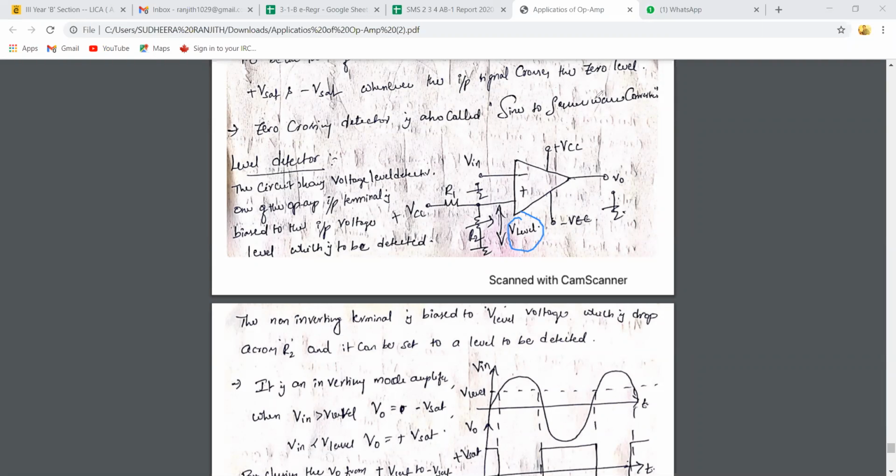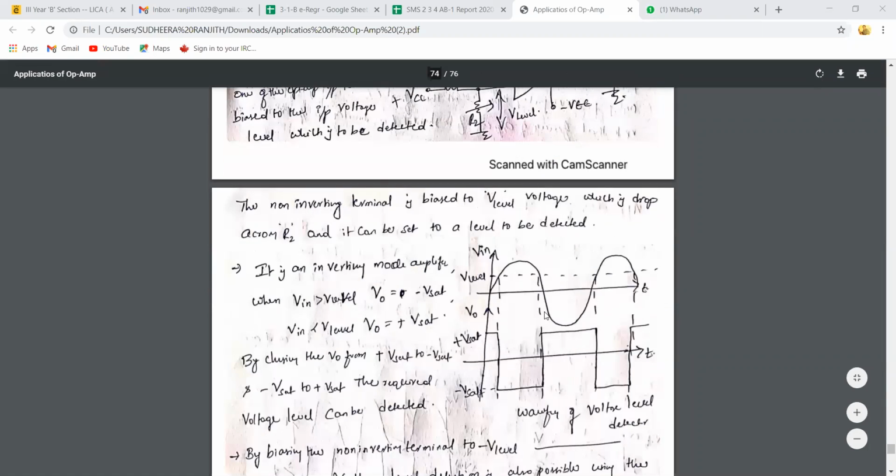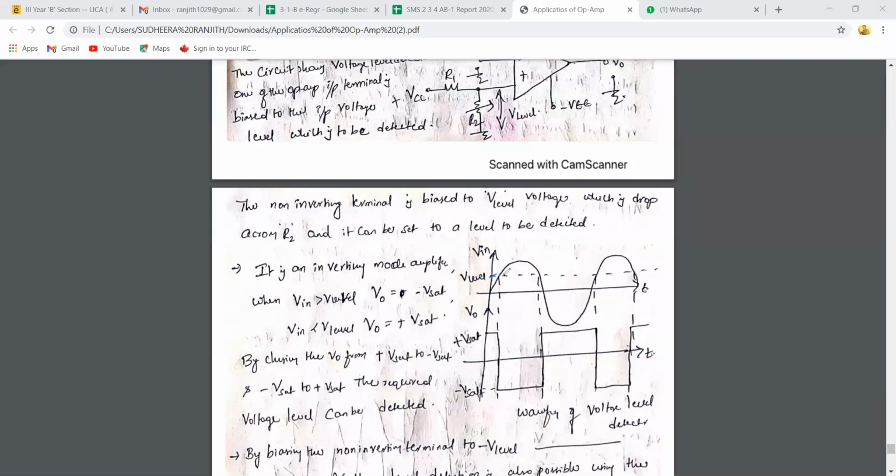So if you observe the output waveform, input and output waveforms, right? This is the V level. That dotted line represents V level. If you observe, V in crosses this V level, your output changes state from plus VSAT to minus VSAT. Again, when it falls below the V level, V input, output shifts to positive VSAT. Again, V in crosses the V level, again output shifts to minus VSAT.